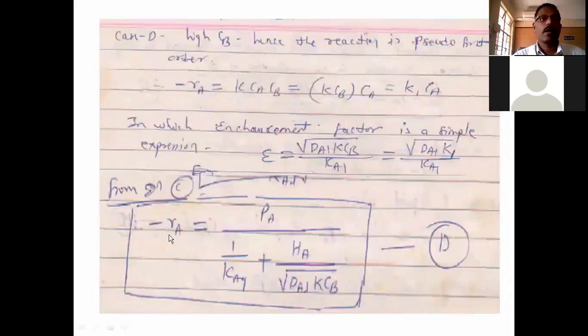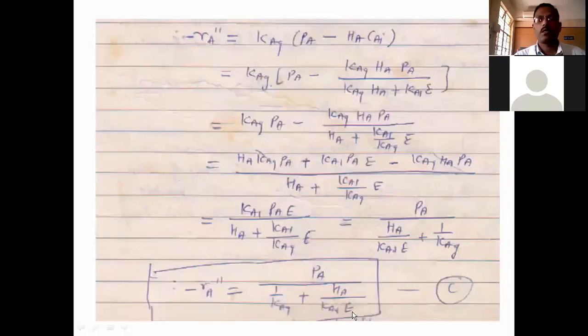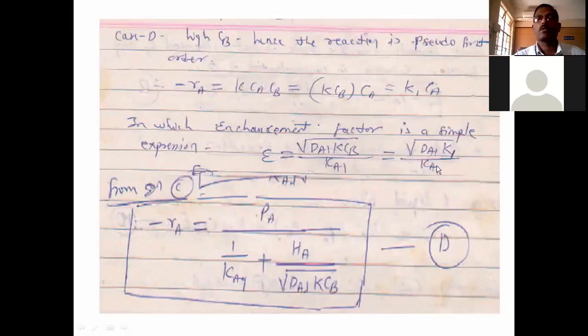Okay, by definition, minus RA is equal to PA. This E in the previous equation C, we calculate here. This E will be the root of DAL into K1 upon KL. So minus R is equal to PA upon 1 upon Kg plus HA upon KL into root of DAL into K into Cb, or K into Cb means K1. And this is equation D, for case D. What is case D? That is the rate of reaction for the fast reaction with high Cb, meaning the reaction is a pseudo first order type of reaction.